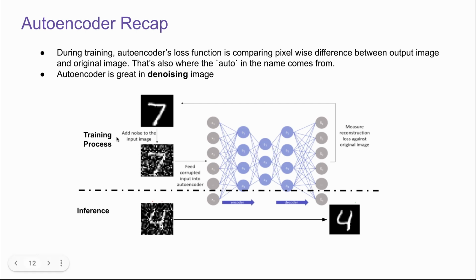So in the training process, we have an original image 7. We add noise to this input image and we feed the corrupted input into AutoEncoder. We try to reconstruct the original image and we compare this output with the good quality 7. And after some training, this AutoEncoder model should be pretty good at denoising. And for inference, when we pass in a noisy 4, it should output a good quality 4.